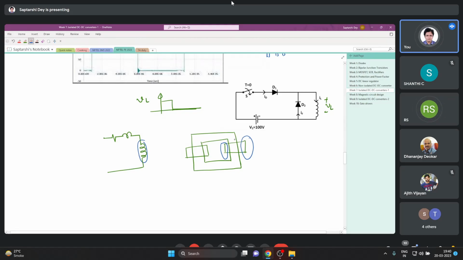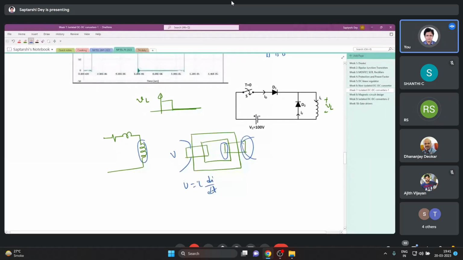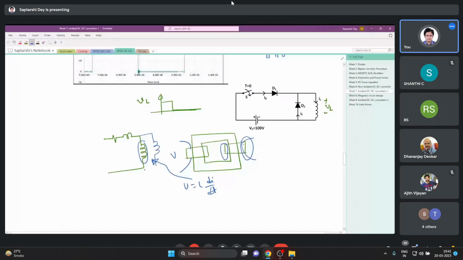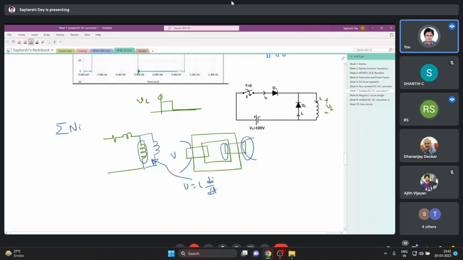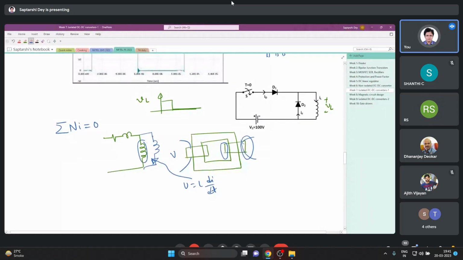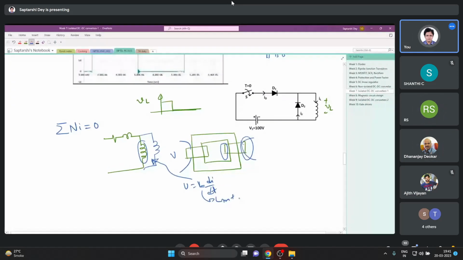Suppose I open circuit the secondary, or maybe throw away the secondary. Only this is here. Now I supply it with a voltage V. I will get a current, V equals L di/dt. This L is nothing but Lm, because I have thrown away the secondary. So this will not conduct, because the summation over Ni must hold good always. This will not conduct if the secondary is open. So this L is Lm plus L leakage.